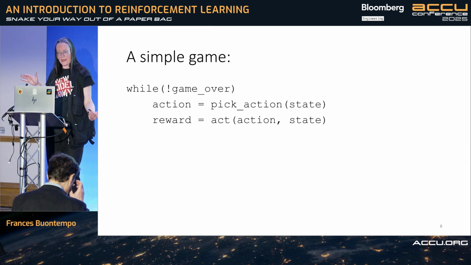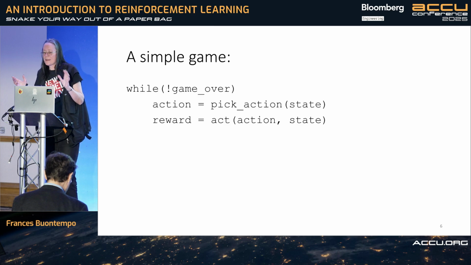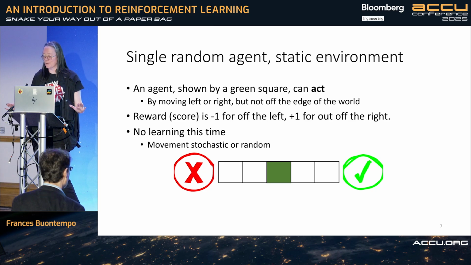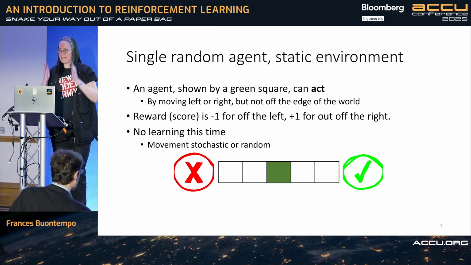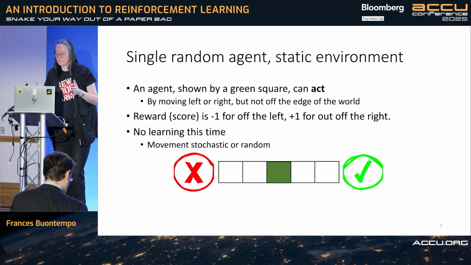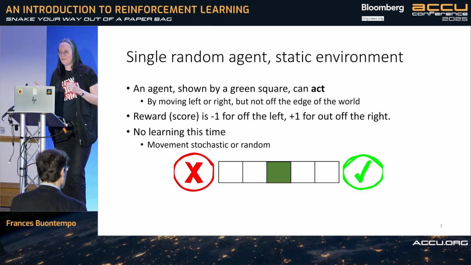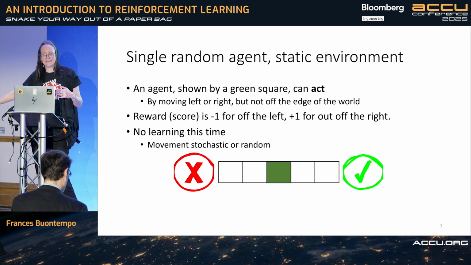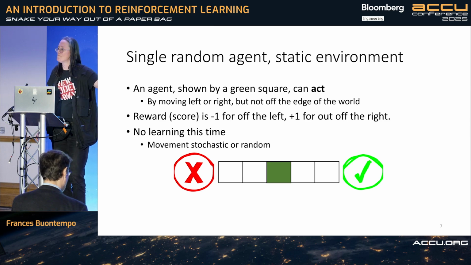So we're going to start with a simple game. Whilst the game's not over, my little agent's going to pick an action, do it, see what happens. Like I said, going to start just 1D, keep it really simple. So the agent's going to start in the middle, and it can go left or right. And if it happens to end up on the right-hand side, it's going to get +1. If it happens to end up on the left-hand side, it's going to get -1.